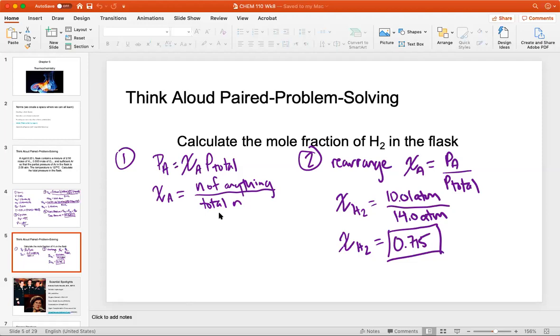Based on the information we have from the problem, we're going to rearrange our existing equation to solve for our mole fraction. In this case, we have the partial pressure of our gas, which is H2, and we have the pressure total, which we just solved for. So 10 divided by 14 gives us a mole fraction of 0.715, which makes sense. It should be a fraction, so a decimal makes sense, and there are no units, so we know that our units cancel, and we did a good job setting up the expression.